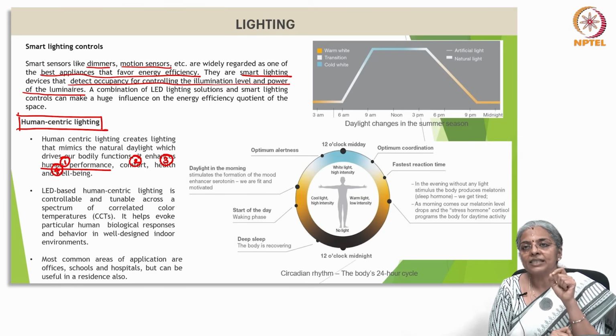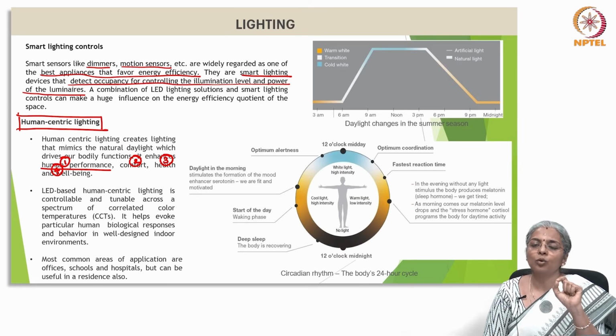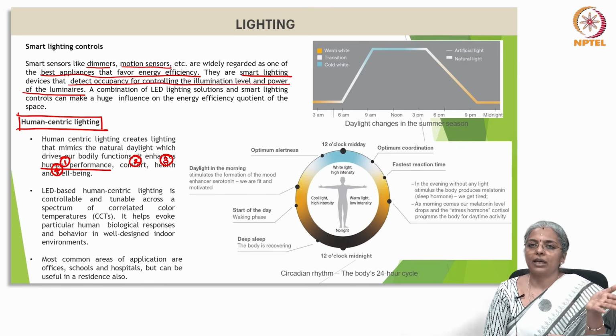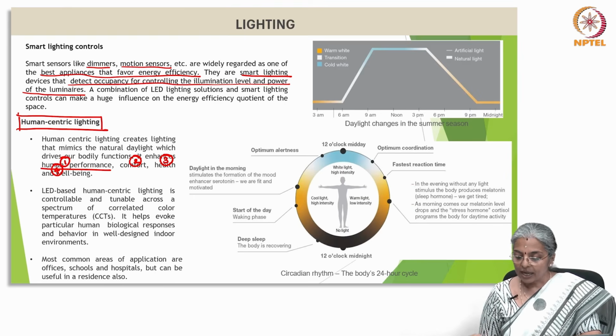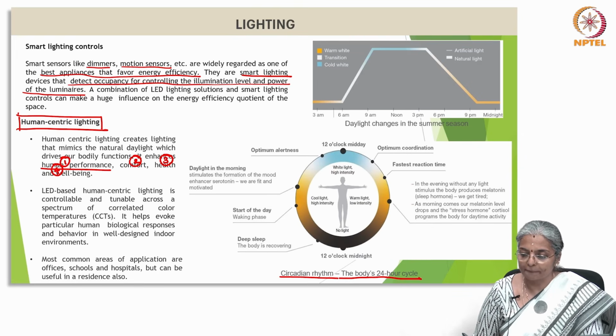LED based human centric lighting is controllable and tunable across a spectrum of correlated color temperatures. It helps us evoke particular human biological responses and behavior in well designed indoor environment. Most common areas of application are offices or schools, hospitals, but they can be very useful in residences too, because by using these lights, they help us in our circadian rhythm, which is the body's 24-hour cycle.